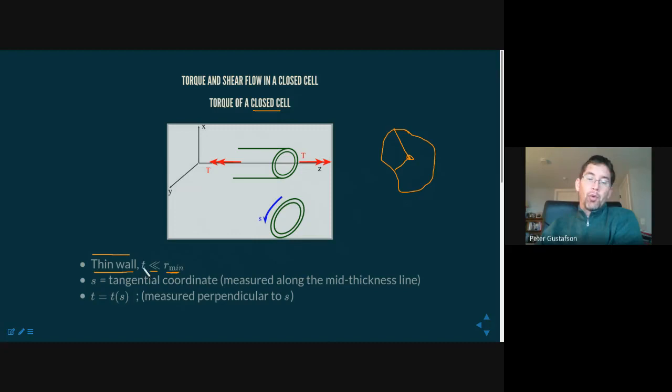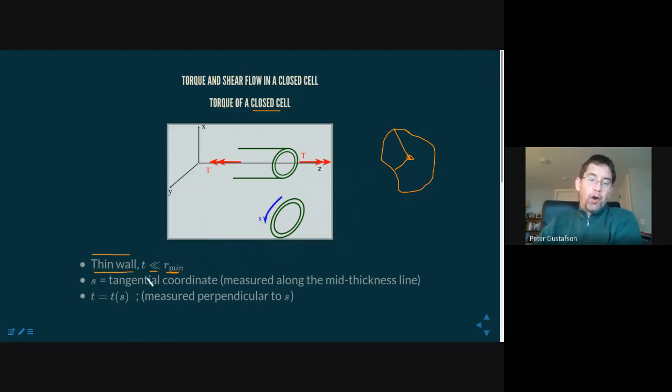In this case, the wall thickness, in order for these calculations to be reasonable, needs to be small compared to our min. As guidance, I'm going to say the radius needs to be at least approximately 5 times larger, maybe a little bit more. The larger that ratio, the more accurate these calculations become.